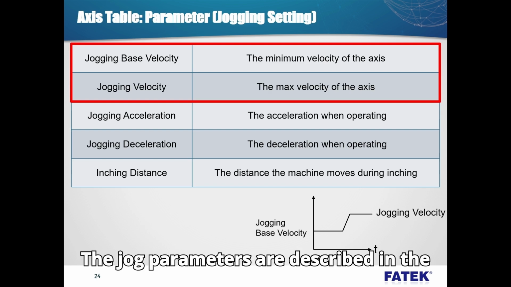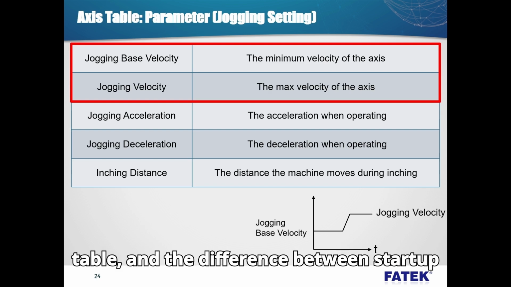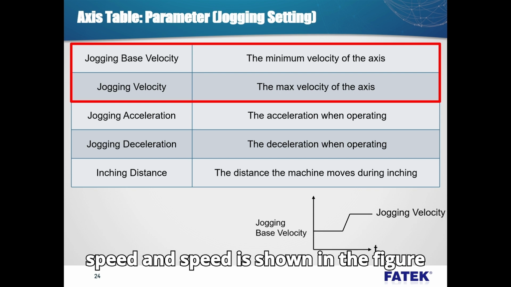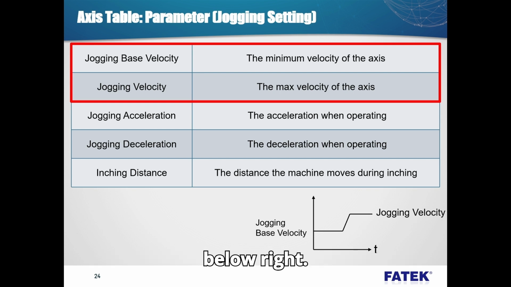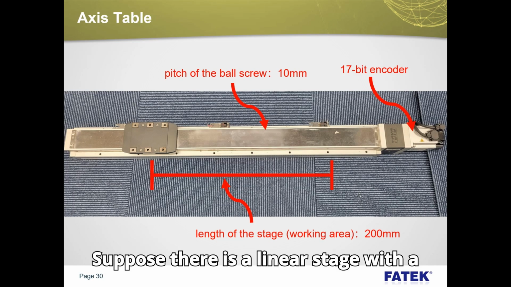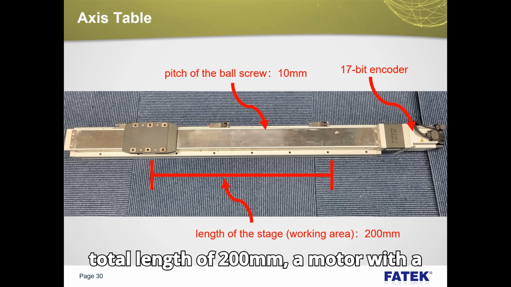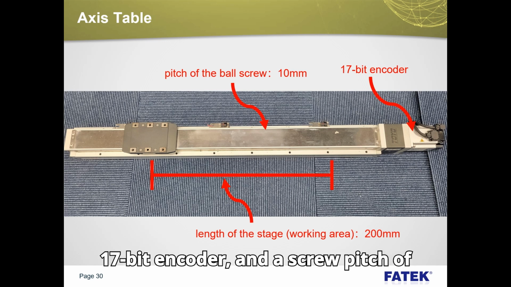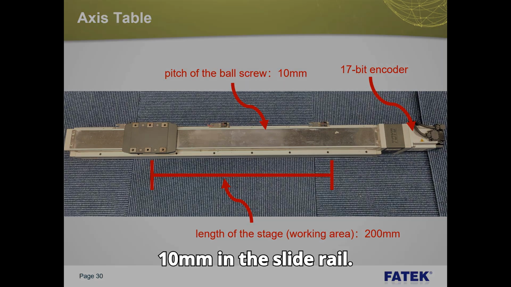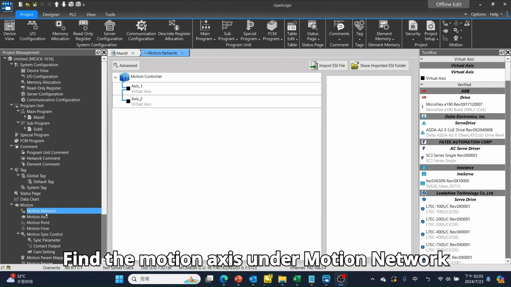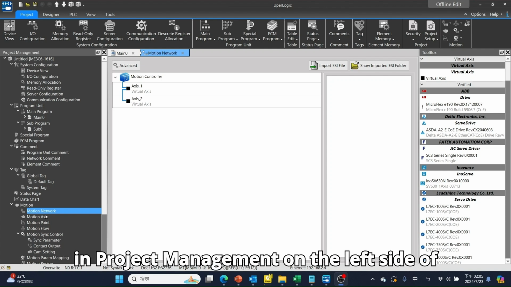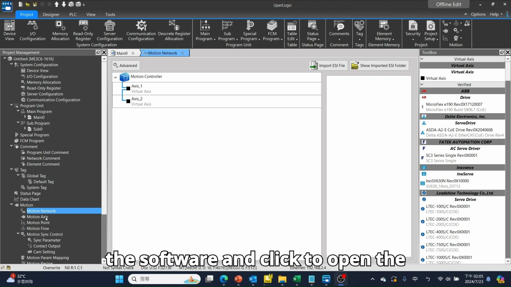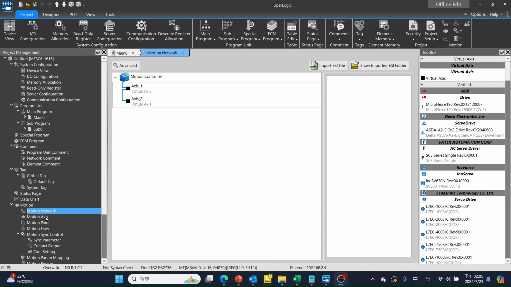The jog parameters are described in the table, and the difference between startup speed and speed is shown in the figure below right. Suppose there is a linear stage with a total length of 200 mm, a motor with a 17-bit encoder, and a screw pitch of 10 mm in the slide rail. Find the motion axis under Motion Network in Project Management on the left side of the software, and click to open the interface.